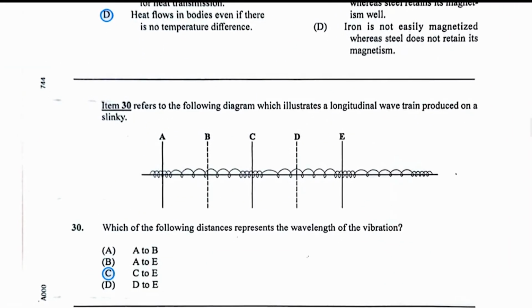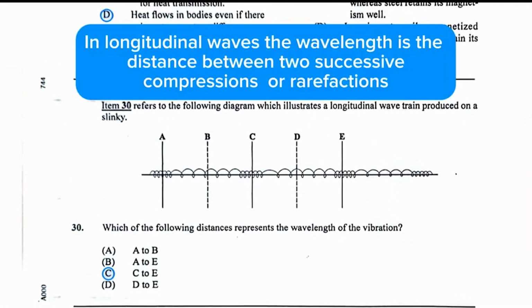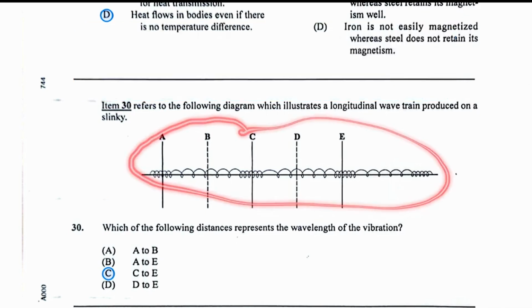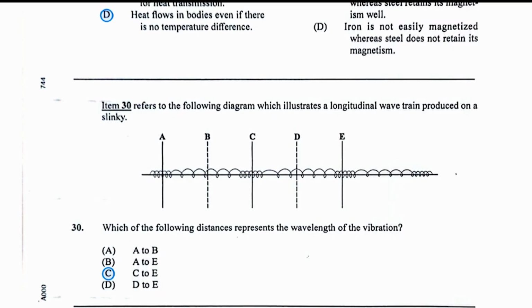Question 30. Which of the following distances represents the wavelength of the vibration? So in this question, we have a longitudinal waveform. And in a longitudinal waveform, we have rarefactions and compressions. So what is a rarefaction?